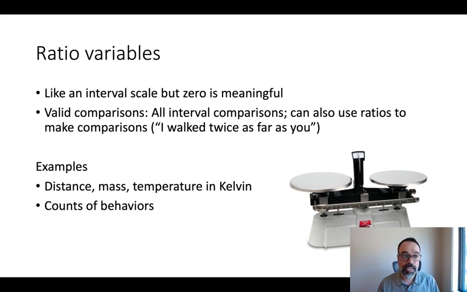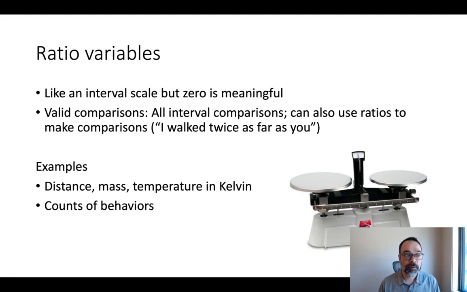So let's say, for example, we're taking walks to get out of the house, get some exercise. And every day we track how much we walked. And let's say that yesterday I walked 2 miles and you walked 1 mile. With nominal variables, we could compare equal or not equal. We can do that here. We can say we didn't walk the same amount. With ordinal variables, we can compare greater than or less than. We can do that here. I walked further than you walked.